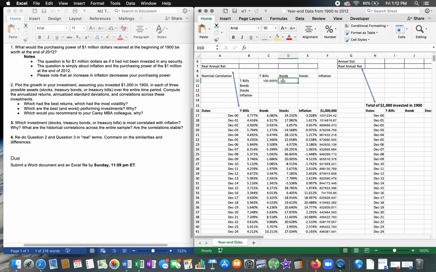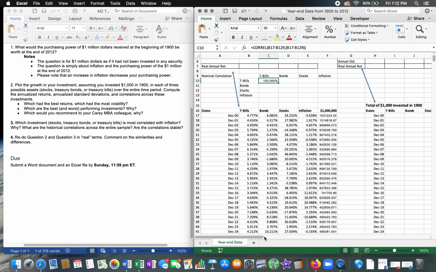And then for this one, you're going to do the correlation function, the same function here, but you're going to do T-bills for the first array and then bonds for the second array. This one you're going to do T-bills for the first array and then stocks for the second array. All right, and you will create a matrix here. And then that will show you which ones are most correlated and which ones are least correlated.